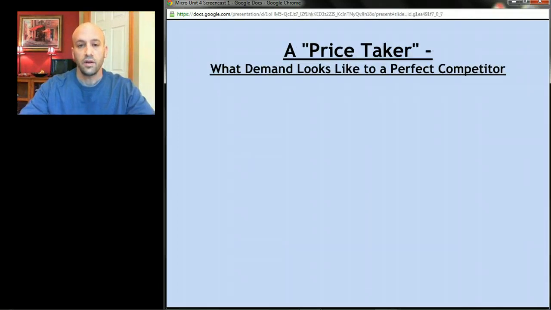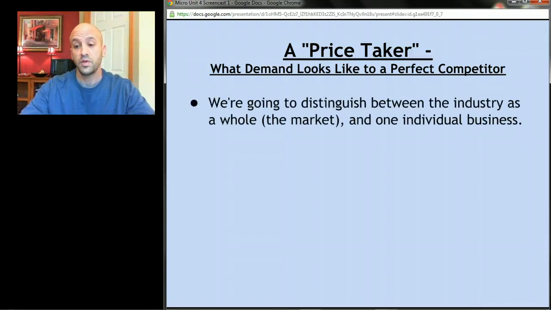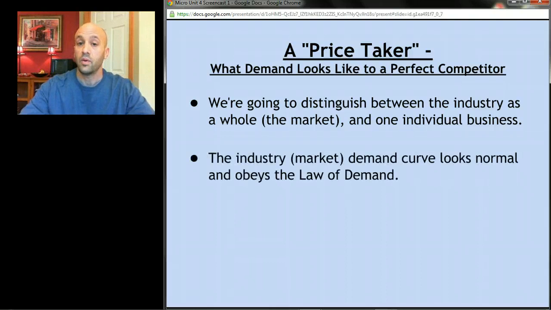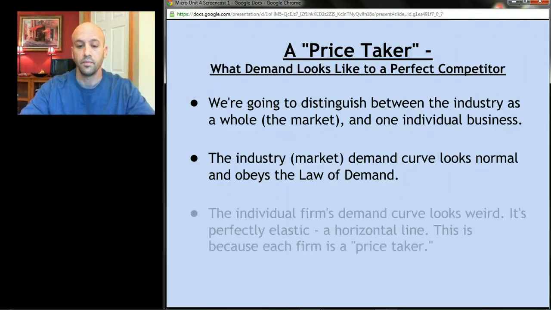All right, so with that behind us, let's talk a little bit more about what it means to be a price taker, and specifically what the demand curve is going to look like if you're a perfectly competitive firm. We're going to distinguish between the industry as a whole, which I might call the market, and one individual business. Now, what we're going to see is that in terms of the industry, let's say the apple industry or the wheat industry, the demand curve is going to look normal. It's going to obey that law of demand. It's going to be a downward sloping demand curve, just like we've seen up to this point.